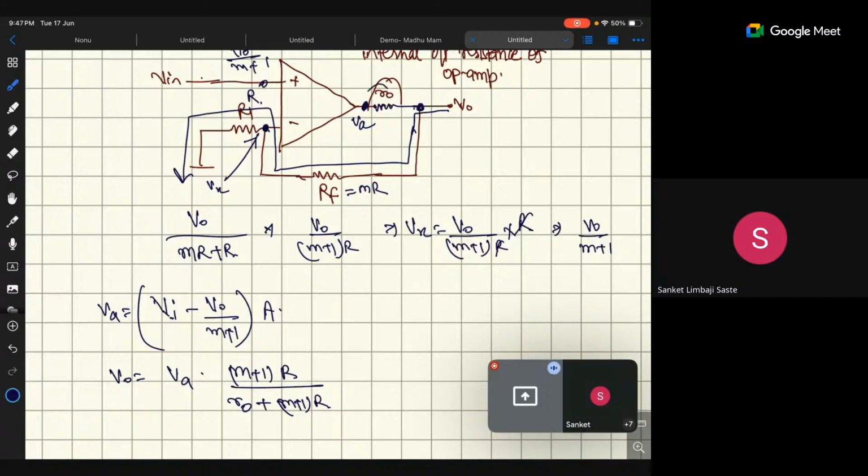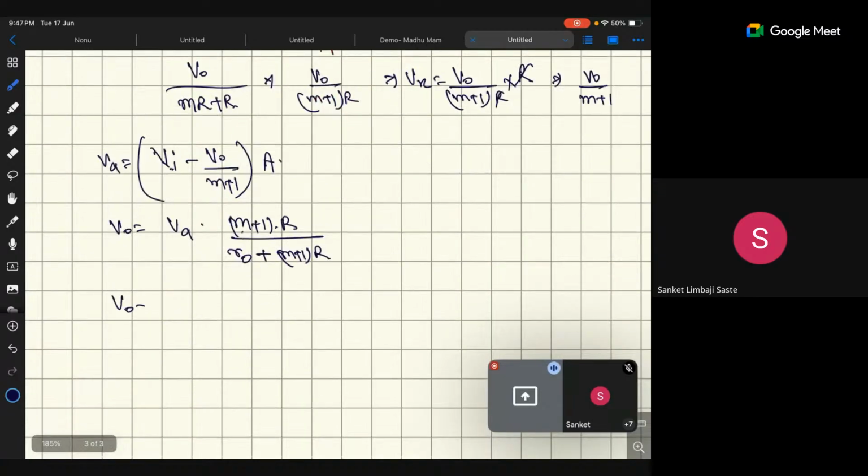The drop across this R naught is VA, the input voltage. The voltage drop across this one is the remaining voltage. V naught is the drop across RF and R1, so that is M plus 1 times R over the total resistance R naught plus M plus 1 times R. If you put the value of VA, V naught is equal to Vi minus V naught times M plus 1 A into M plus 1 R upon R naught plus M plus 1 times R.